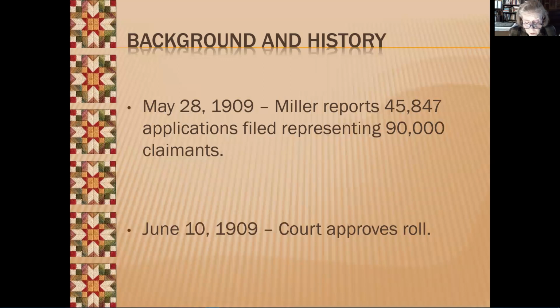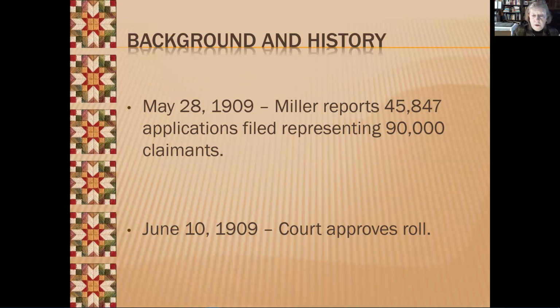Now, later on, we're going to talk about the final numbers, but bottom line, even though this many applications were filed, only 30,000 were actually approved. So there were a lot of people filing applications because they didn't hear the part about you have to be a descendant of an ancestor who removed. They only heard the part about money.